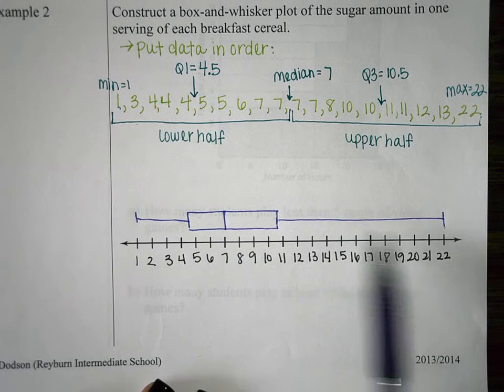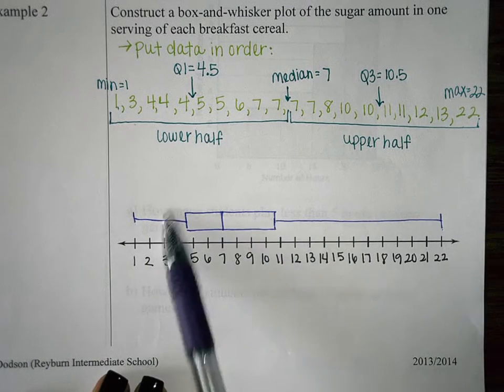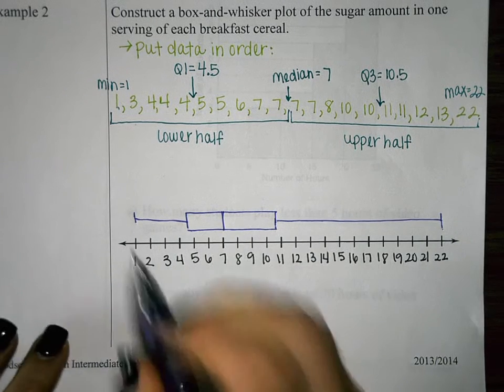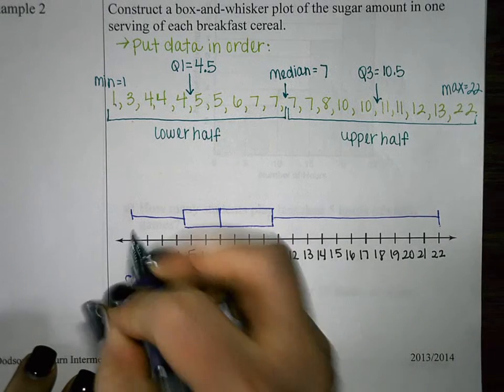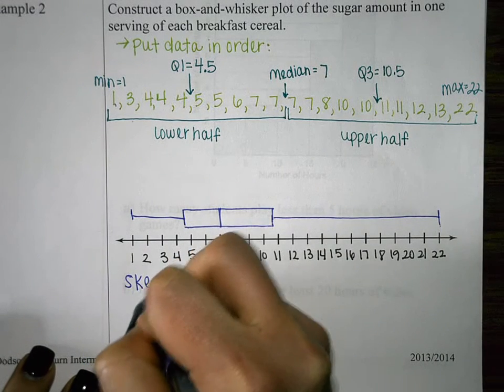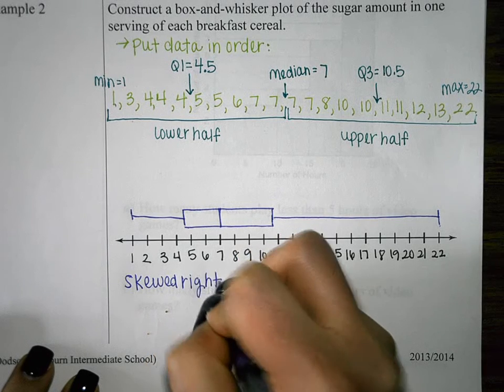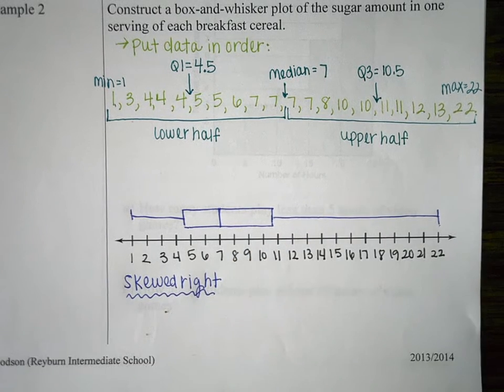So if we look at our box and whisker plot, most of our data is concentrated on the left because our whisker is really long and goes to 22. So just like we found in our dot plot, we would call this skewed right. Because there is more data on the left-hand side, so there is less data on the right.